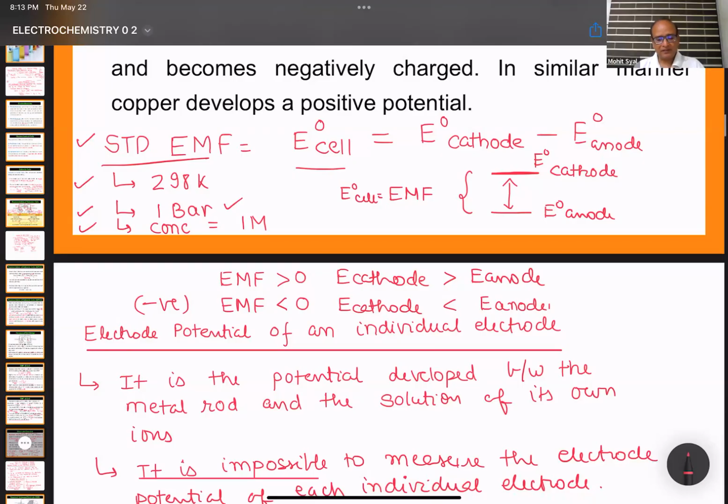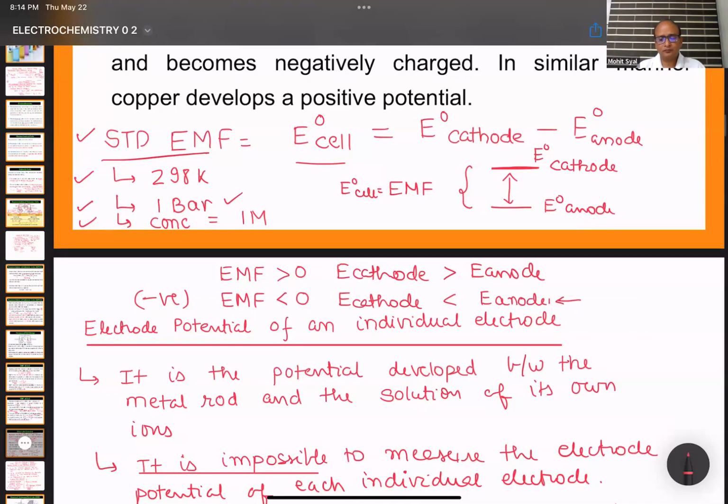Okay, so if the EMF is negative, if E cathode is smaller than E anode, such a cell will not work. Or that cell will work only if you put electric current in it. Electrical energy will be consumed. These are non-spontaneous reactions. Is it clear? Ibrahim, I hope it is clear. Yes, sir. Aisha, Marwa, is it clear? Yes, sir.